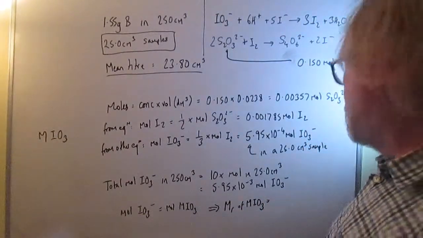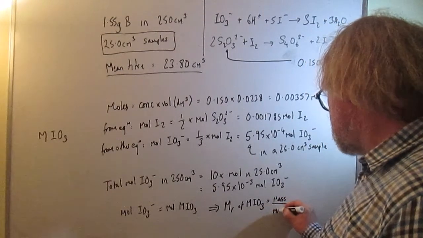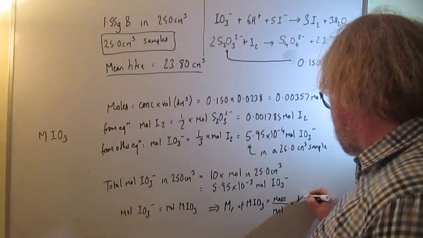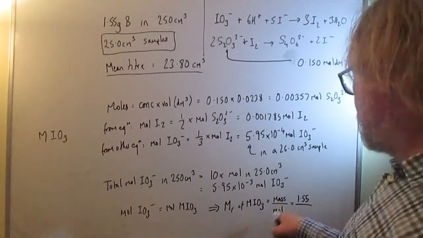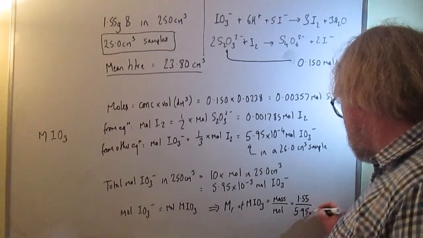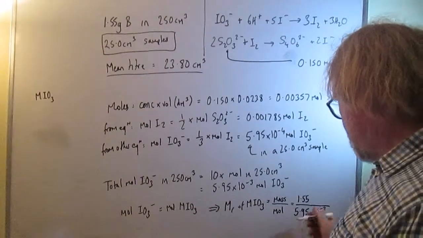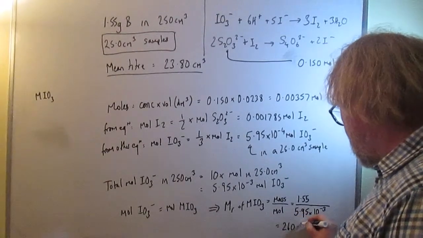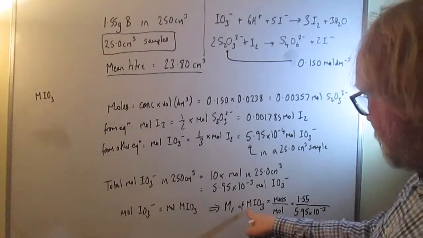is equal to mass over moles, which is 1.55 divided by this number, 5.95 times 10 to the minus 3. And if you work that out, that comes to 260.5 is the Mr.